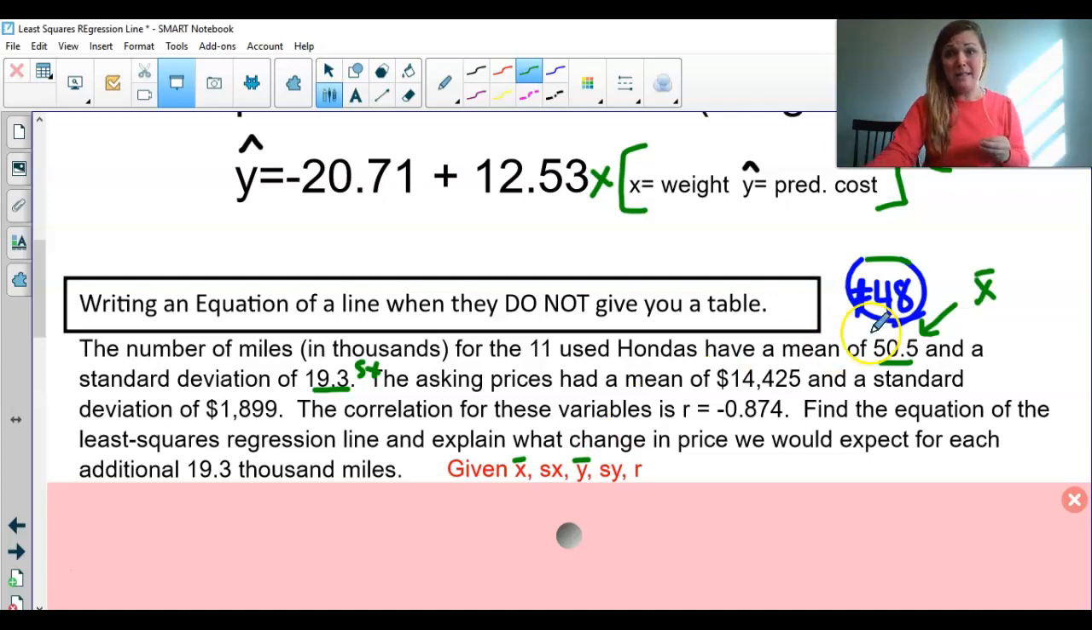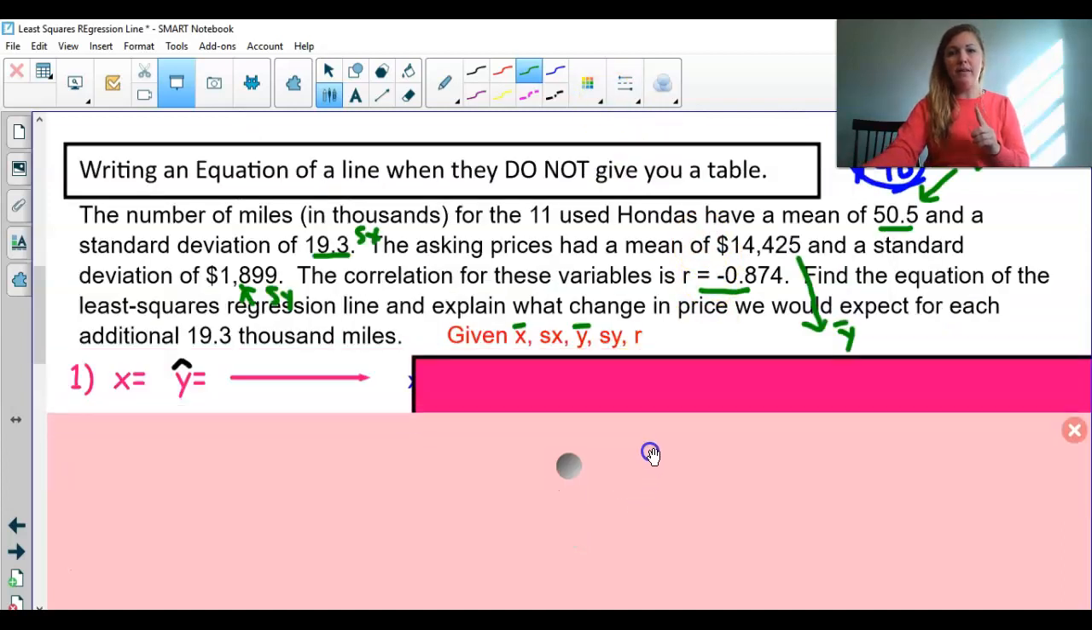The cost. That's right here. This is our Y bar, with a standard deviation right here of 1,899. S of Y, I said. And then we have R here as well. That's the first thing we want to identify, you guys.